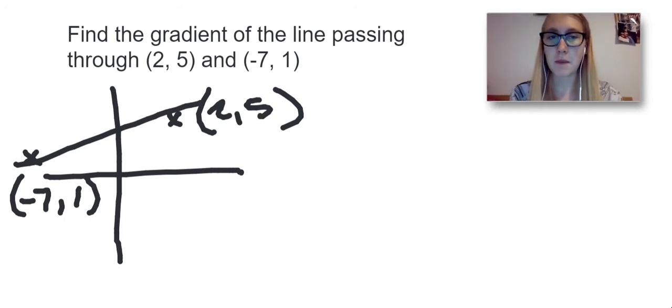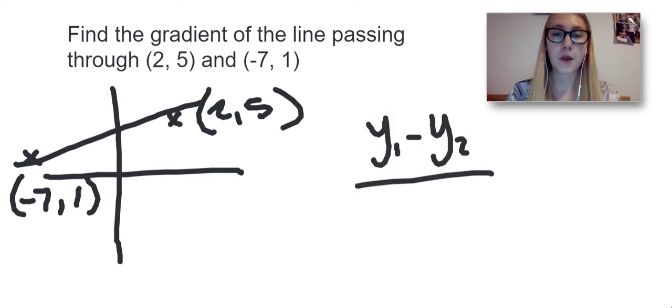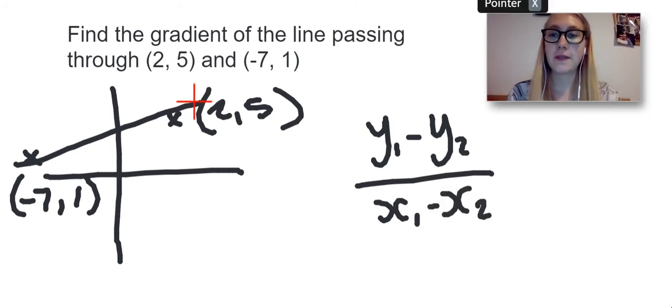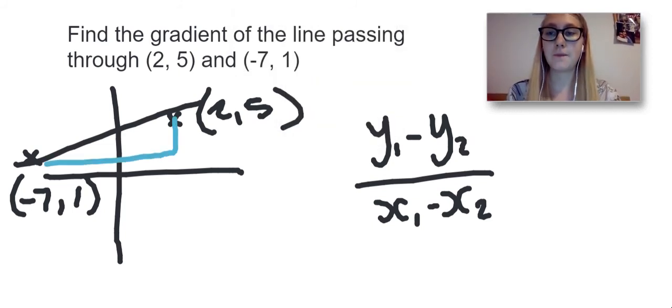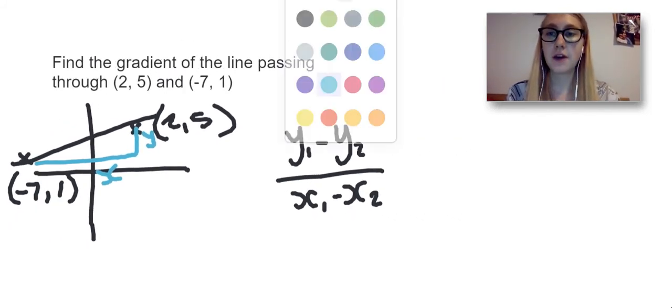And now what we're going to do is use our gradient formula. So if we remember, it's the change in y over the change in x. That's how you're going to find the gradient. So this distance in y here and this distance in x. We're basically making a triangle along here, doing this change in y and the change in x. So let's go ahead and fill in our numbers that we have.